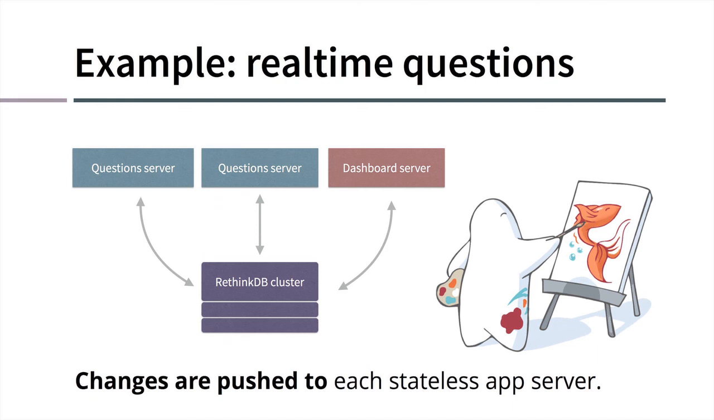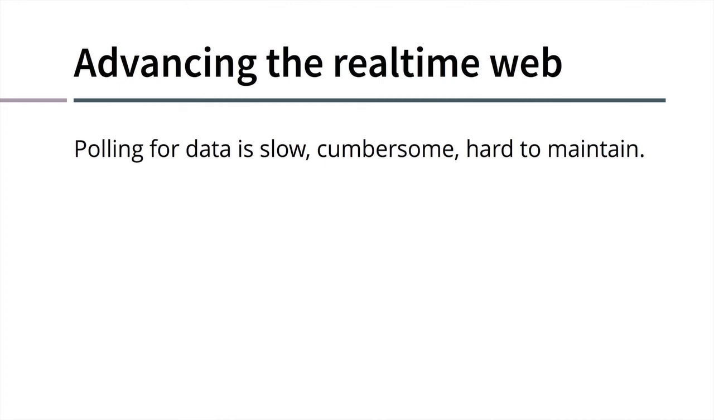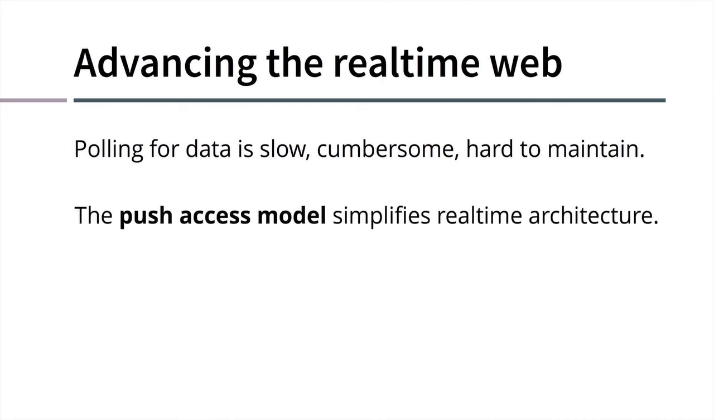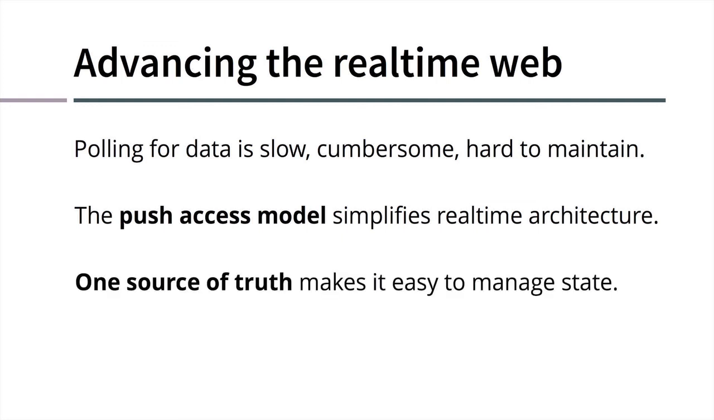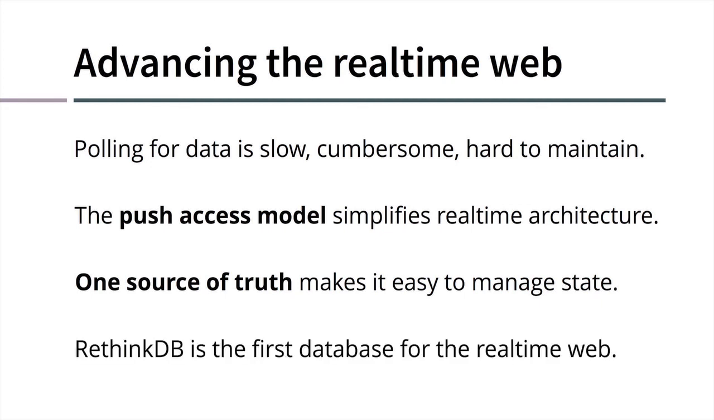Polling for data is slow, cumbersome, and hard to maintain. The push access model, where the database as the source of truth pushes through the entire architecture, simplifies real-time architectures dramatically. One source of truth, the RethinkDB cluster, makes it easy to manage state. And RethinkDB is the first database designed for the real-time web that has this inverted database access model that pushes data from bottom to top.